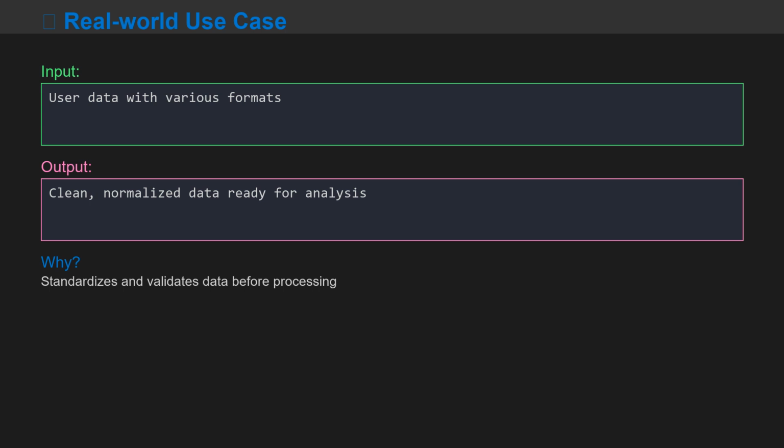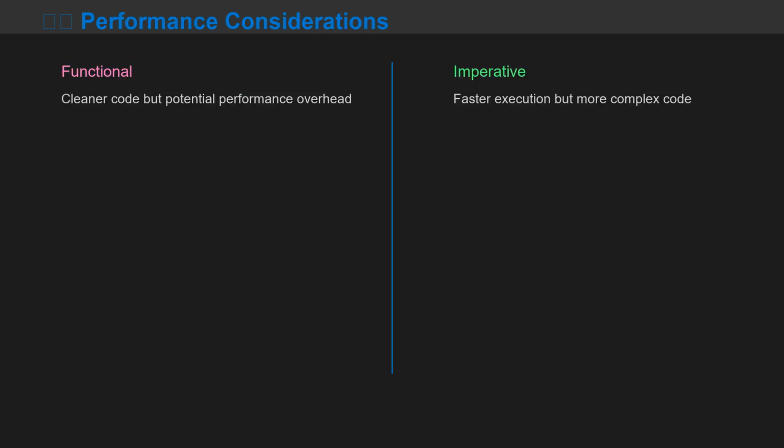In the real world, these techniques help standardize and validate data before processing. The pipeline approach makes the data transformation process clear and maintainable. While functional programming offers cleaner code, it's important to be aware of potential performance considerations. In many cases, the performance difference is negligible, but it's good to understand the trade-offs.